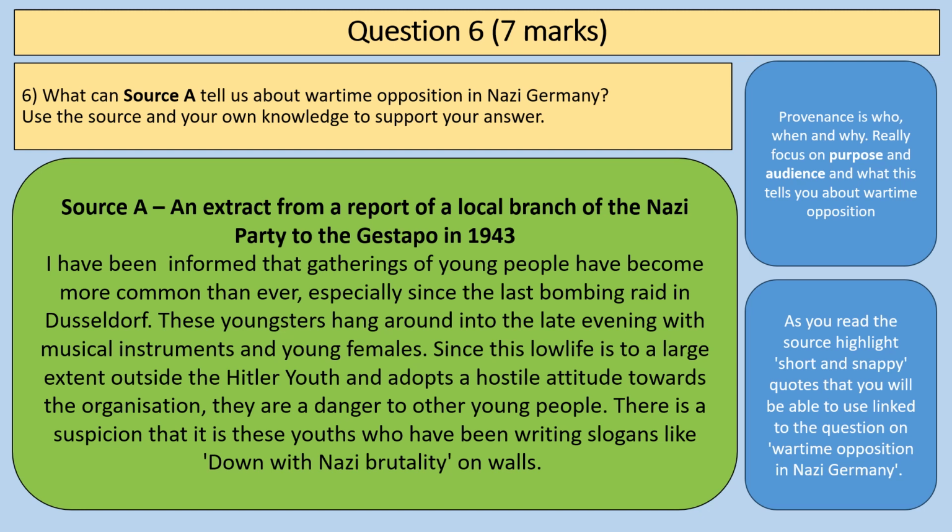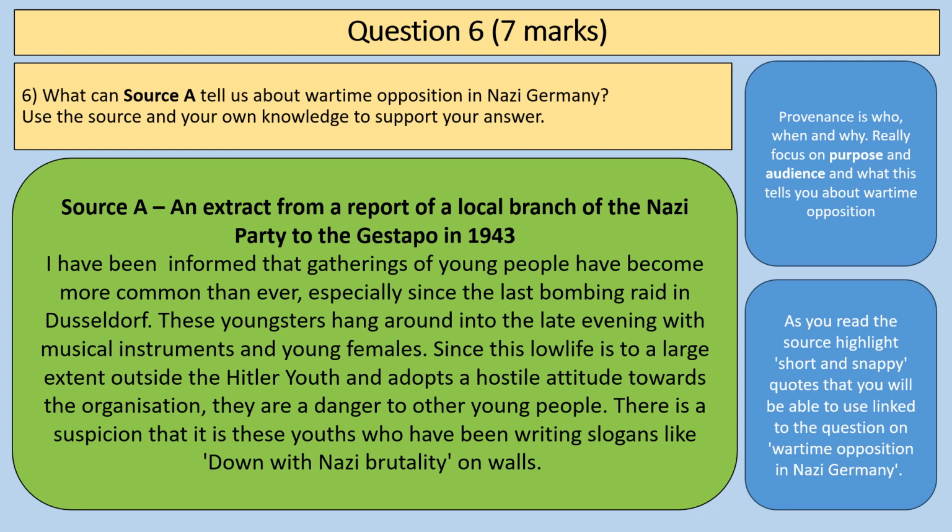Source A is an extract from a report of a local branch of the Nazi Party to the Gestapo in 1943, and it says, "I have been informed that gatherings of young people have become more common than ever, especially since the last bombing raid in Dusseldorf. These youngsters hang around into the late evening with musical instruments and young females. Since this lowlife is to a large extent outside the Hitler Youth and adopts a hostile attitude towards the organisation, they are a danger to other young people. There is a suspicion that it is these youths who've been writing slogans like 'Down with brutality' on walls."